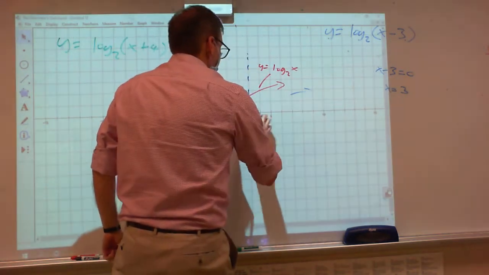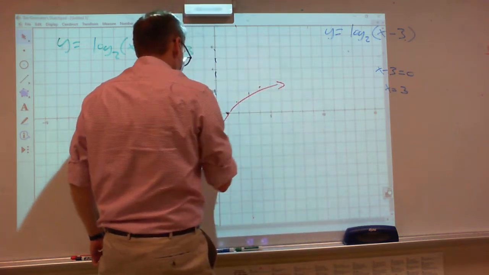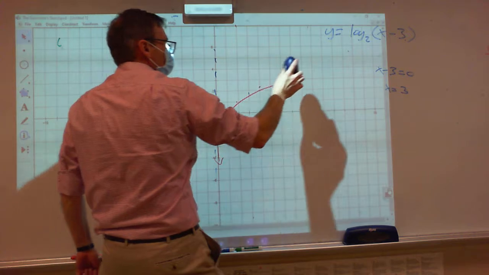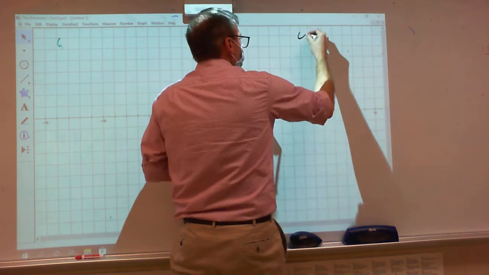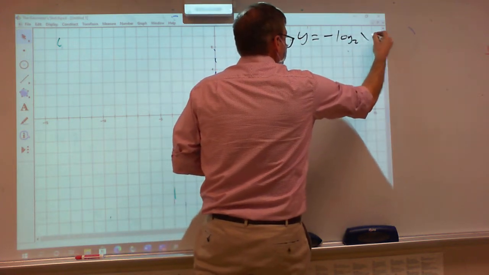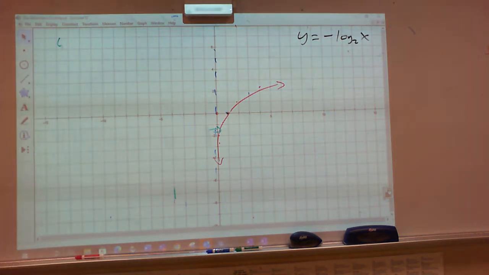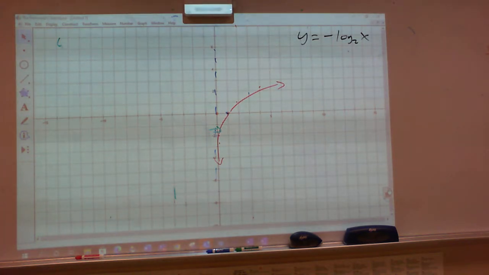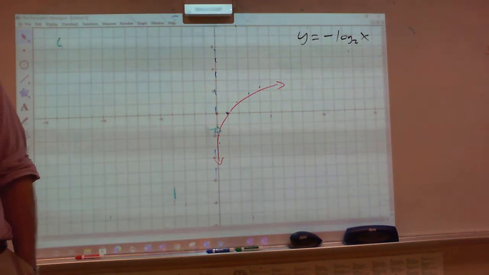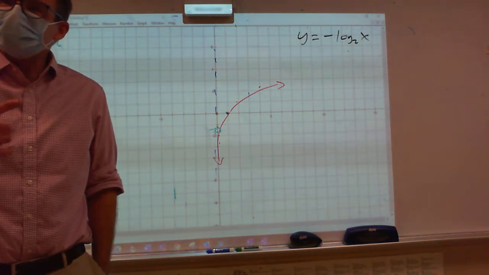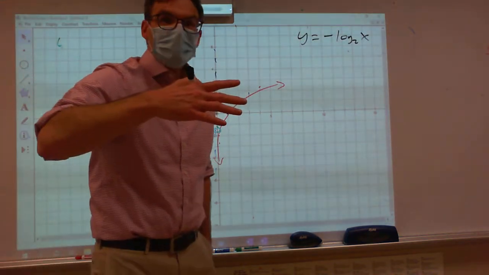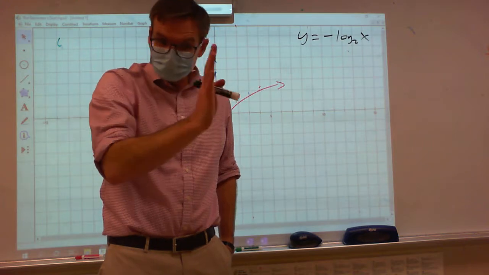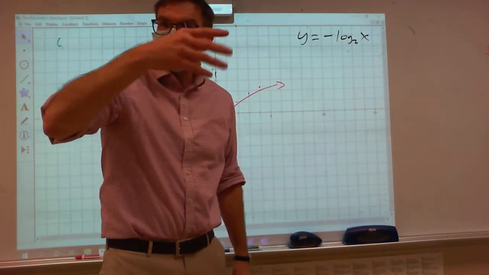All right. Well, what if I gave you y is equal to negative log base 2 of x? What does that negative do? Is the negative inside or outside? Outside. If a negative is on the outside, what's it going to do to the graph? Flip up and down, right? Okay, everything outside impacts up and down. Everything inside does left and right. That's a negative on the outside, so it flips up and down, right?